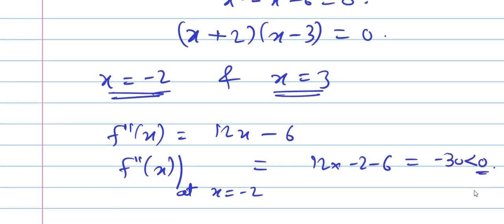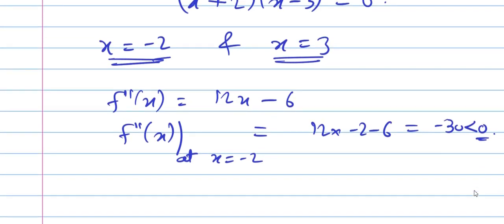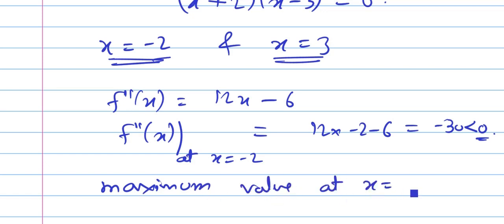F double dash x less than 0 means the function attains a maximum value at x equal to minus 2. Because if f double dash x is less than 0, then the function is what? Maximum. Please remember, if f double dash x is less than 0, the function is maximum. If f double dash x is greater than 0, the function is minimum.